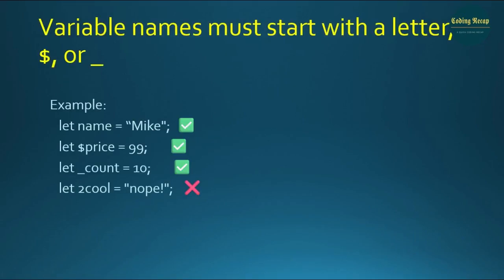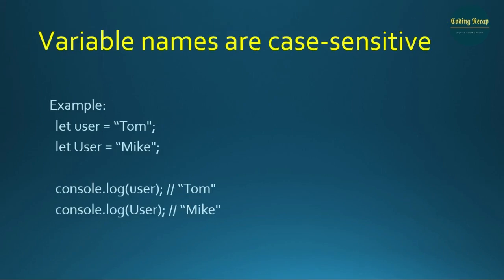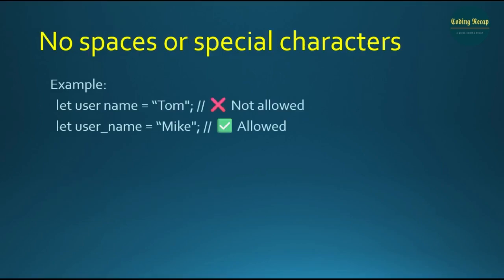Rule number 1. Variable names must start with a letter, a dollar symbol, or an underscore. Check the examples below. You can't start a variable name with a number, but dollar and underscore are totally fine, though usually developers stick to letters. Rule number 2. Variable names are case sensitive. Check the examples below. JavaScript treats user and User as two completely different variables, so be careful with uppercase and lowercase letters.